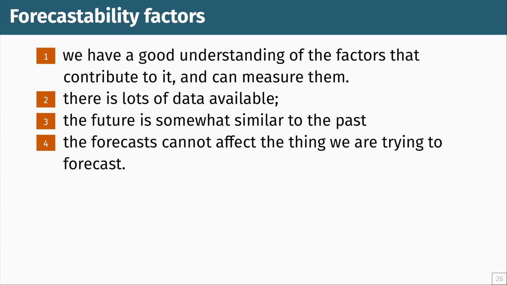So PBS was actually pretty straightforward to forecast once you had a decent model, because you've got trend and seasonality, which you can easily model. There's a fair bit of data there. The future is not always similar to the past, but we used a very adaptive model so that was not so much of a problem. And the forecast can't affect the thing you're trying to forecast, at least not easily. I mean, if we were forecasting enormous amounts of expenditure, then the government would probably change the PBS scheme, and then that would obviously affect what's going on. But it would have to be quite extreme for the forecast to affect the thing we're trying to forecast.